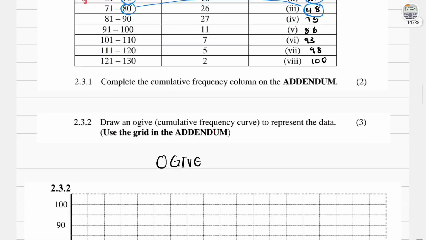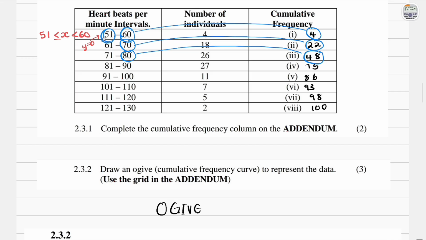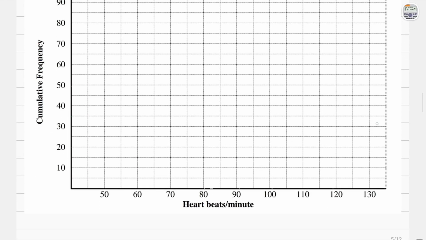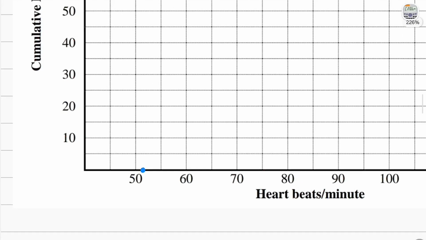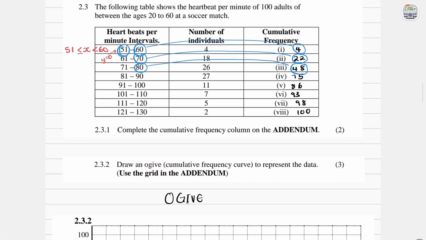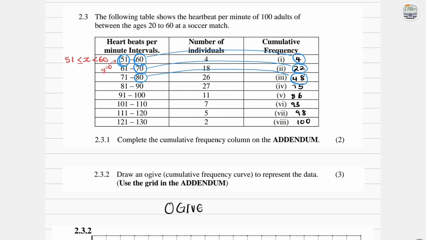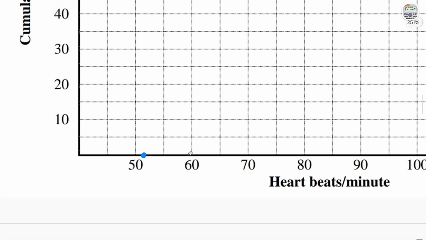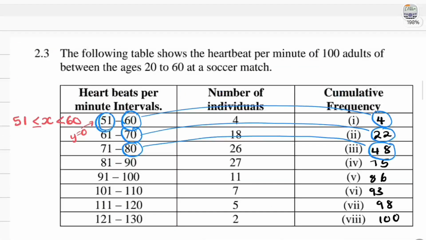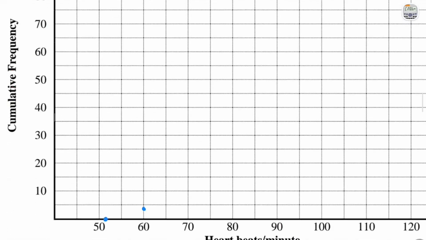So let's go ahead and plot. First, the X value is 51, the Y value is 0, so 51 and 0, and we'll plot that down. So that's about here, 51 and 0. And then next we're just moving here, 60 and 4. So you're just going to go 60 here, and then 4 units up. This looks like 5, so just right below it would be 4. And then we have 70 and 22.